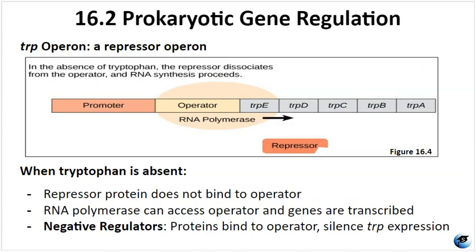Now, in the absence of tryptophan, the repressor can't bind to the operator, so the pathway is then open. In the absence of tryptophan, the repressor is not bound to tryptophan, so it's no longer able to bind to the operator because it's the wrong shape now. It can't bind. So this allows RNA polymerase to transcribe the enzyme genes, resulting in tryptophan synthesis. The repressor actively binds to the operator to keep the genes turned off, making the trp operon negatively regulated. The proteins that bind to the operator and suppress trp expression are referred to as negative regulators.